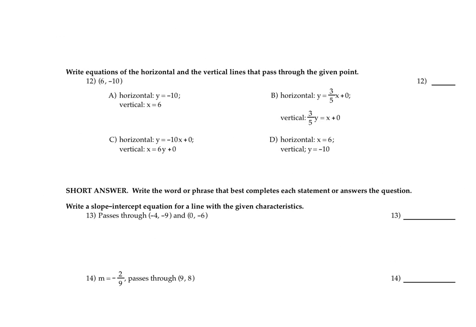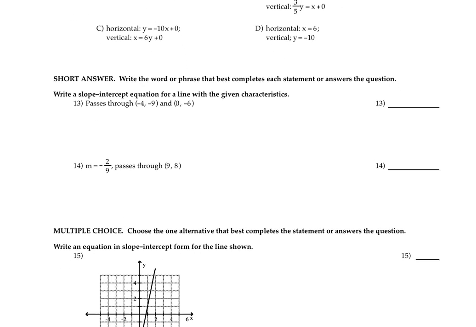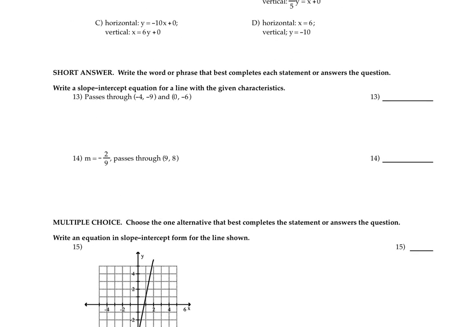12 goes to the horizontal and vertical stuff that we've talked about. Remember, vertical lines are straight up and down. They cross the x-axis. Horizontal lines are this. They cross the y-axis. Remember the equations that correspond with those.